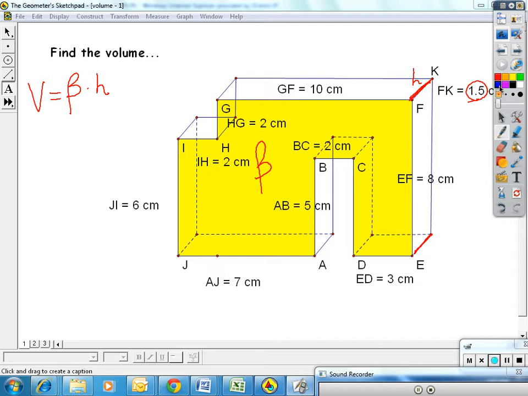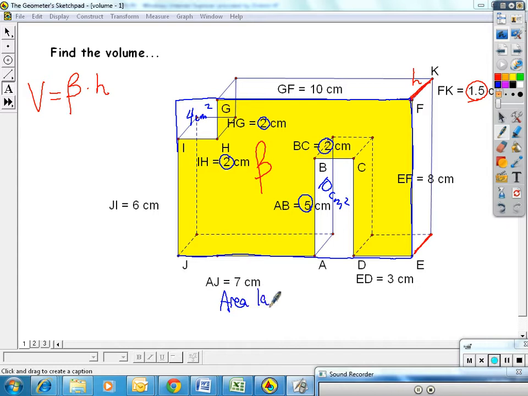So now we're back to our last chapter to find the area of that yellow base. You could break it into all kinds of different rectangles, but I choose to look at the large rectangle and then subtract out what I don't want. So I see this is 5 times 2, which is 10 centimeters squared. Don't want that. And this is 2 times 2, which is 4 centimeters squared. We're going to subtract that away from the large rectangle.